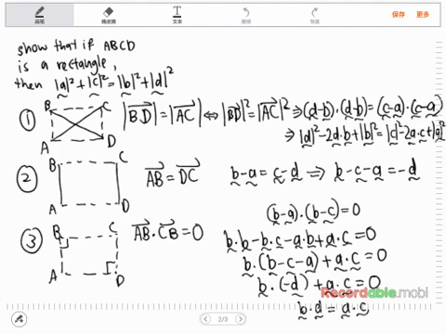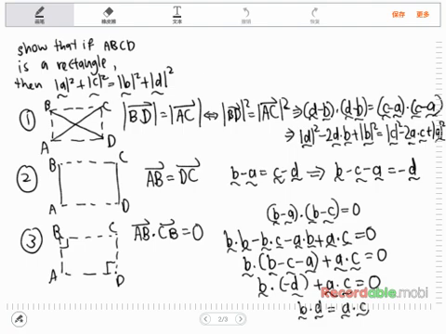The next part says that show that if ABCD is a rectangle, then mod A square plus mod C square equals mod B square plus mod D square. So we make use of three things. First, we know the property of a rectangle, the diagonals have equal length. So that means the mod BD equals the mod AC.